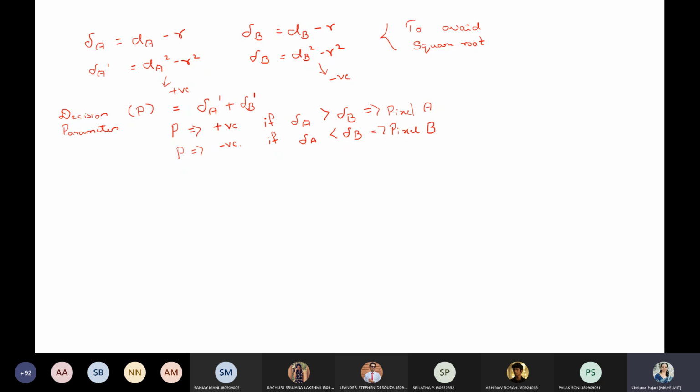So P is our decision parameter. You are going to calculate delta A naught plus delta B naught, and see what the value of P is. If you get a positive value, which means your delta A is greater than delta B, then you choose pixel A. And if it's a negative value, then delta A is less than delta B, and we choose pixel B.